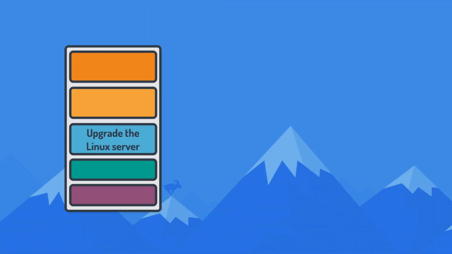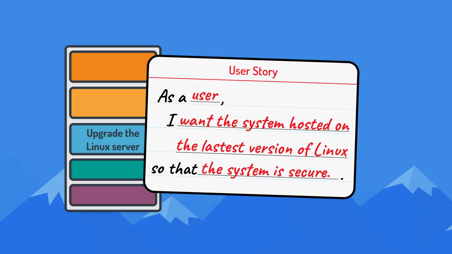The purpose of a user story is to facilitate communication and understanding of users' needs. Expressing a user's needs in a story is very helpful when there are nuances to what the user wants, but it's not always necessary. Let me share 2 examples. First is technical changes or enhancements. A backlog item like upgrade the Linux server is perfectly fine. In fact, it's preferable to something like, as a user, I want this system hosted on the latest version of Linux so that the system is secure.